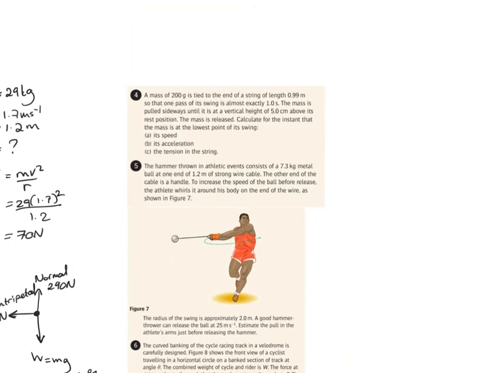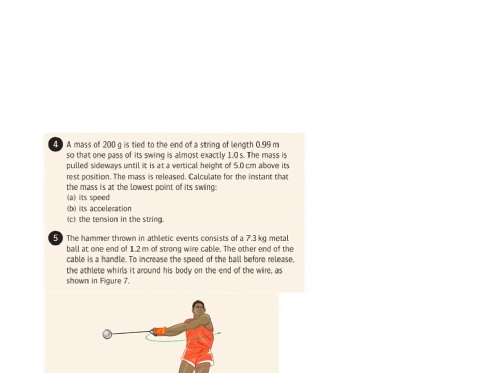Let's go to question 4. This is a mass of 200 grams. So let's write that down. I need to change 200 grams to kilograms.